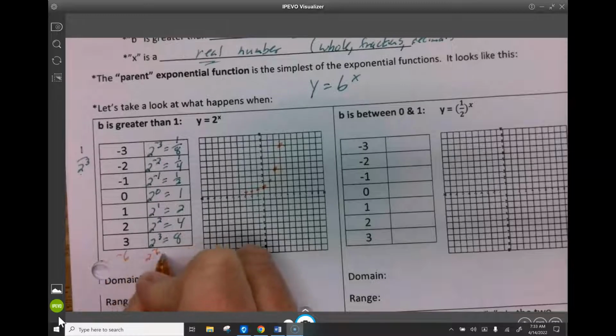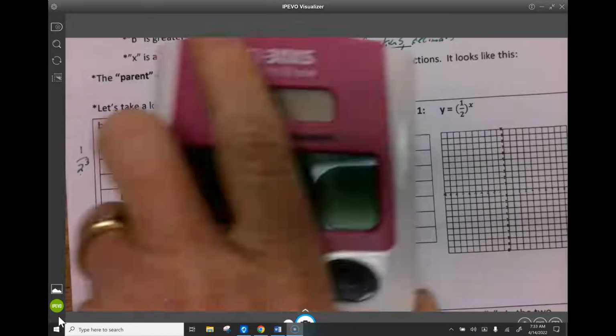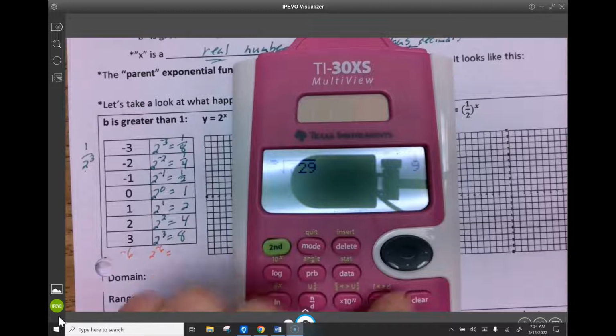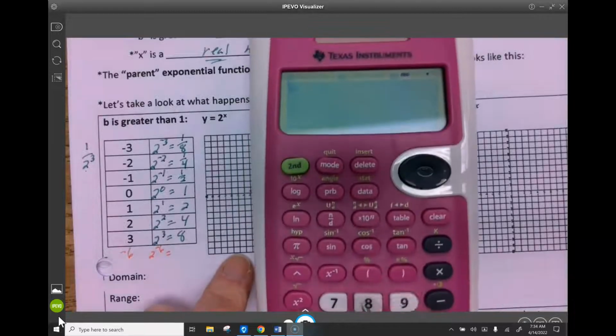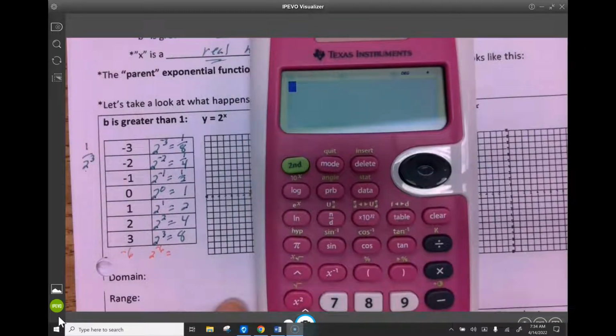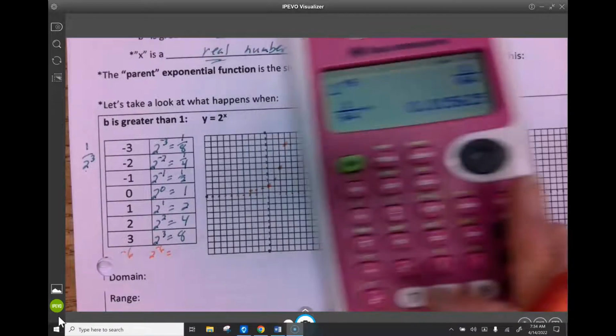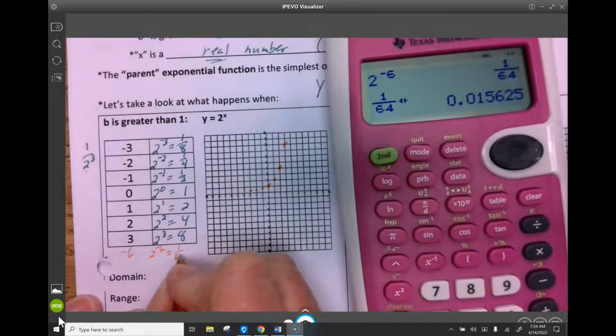So 2 to the negative 6, we're just going to plug that in to our calculator. If you have forgotten where an exponent key is, it's this caret key right here. So we're going to put in 2 caret negative 6, and look what our value turns out to be, 1/64. Just to find out, let's look at that as a decimal. Look at that, 0.015625. That's pretty darn tiny. So that's 1/64th, which is 0.0156 and so on.